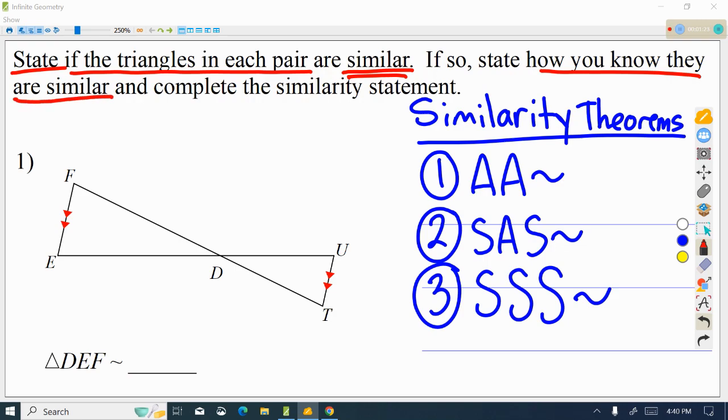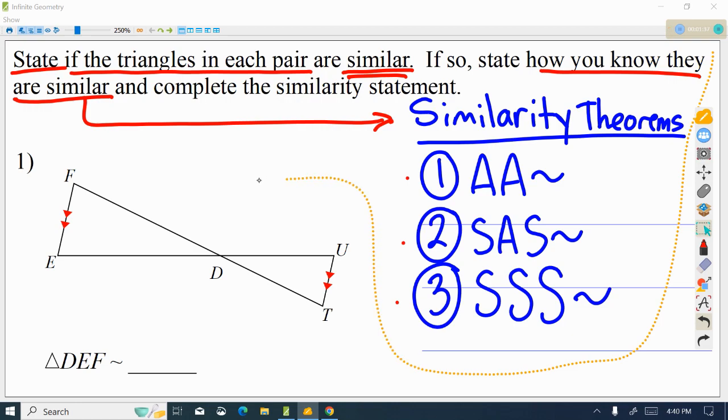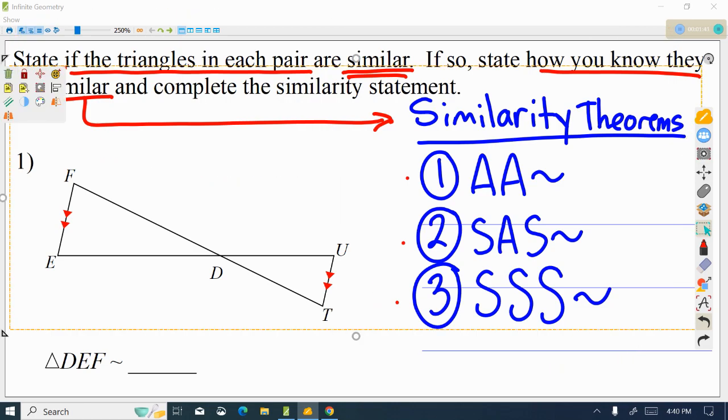The way that we know goes all the way back to our similarity theorems. We have 3 different ways that we could know that they're similar. So we're going to learn how to apply these. They're going to feel somewhat similar to what happened in congruent triangles. So here we go. We'll jump in right now to our first problem.